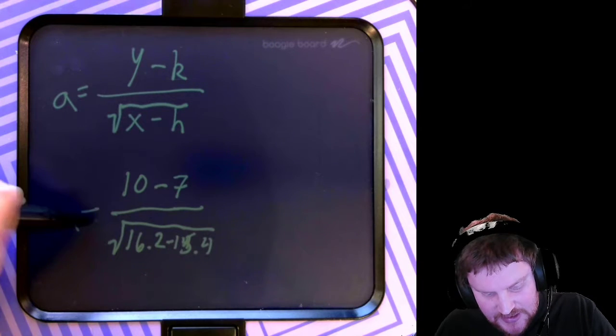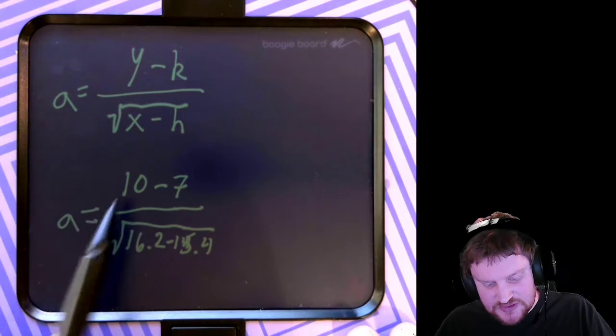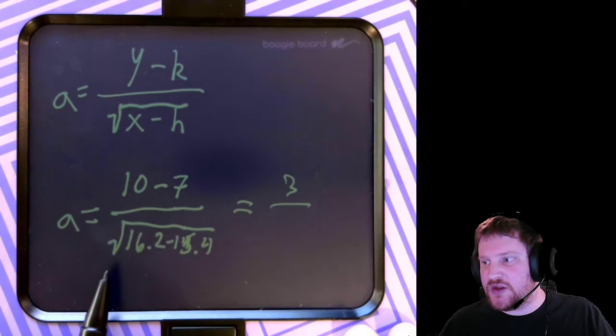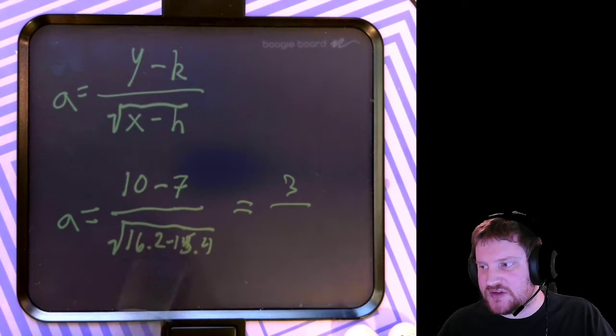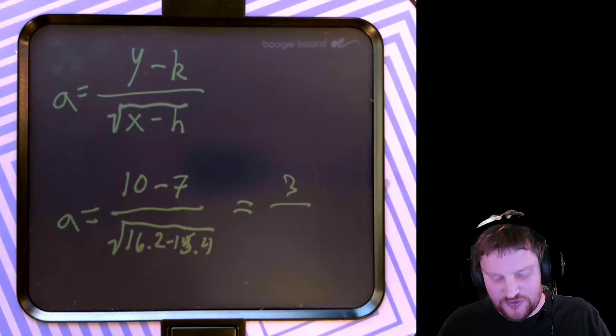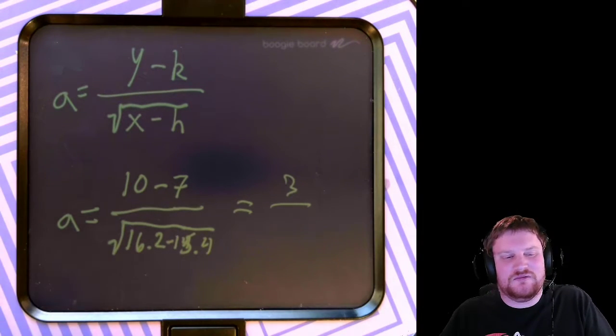That gives me my a. So if you were to do this, 10 minus 7 is 3. Now, I don't have a calculator on me, so I can't really do this. I could do it on my computer's calculator, but I'd be robbing you of the fun of figuring this out. And that's just wrong.